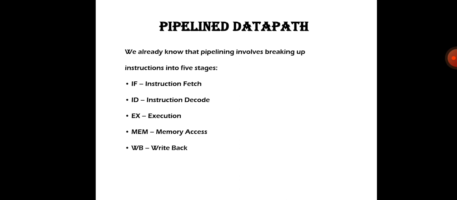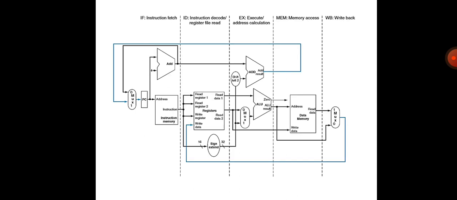The first stage is the IF, which is the instruction fetch stage. Second is the ID, which is the instruction decode or read register file. Third is the EX, which is the execution stage. Fourth is the MEM, which is the memory access stage, and the last stage is the WB, which is the write back stage. So in the pipelining concept, from fetching the instruction from the instruction memory until the data is written back into the register, the instructions are divided into 5 stages as we have seen.